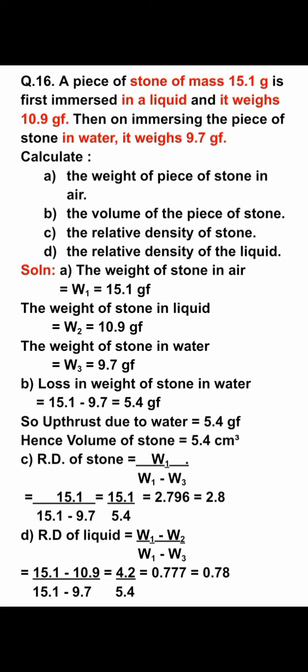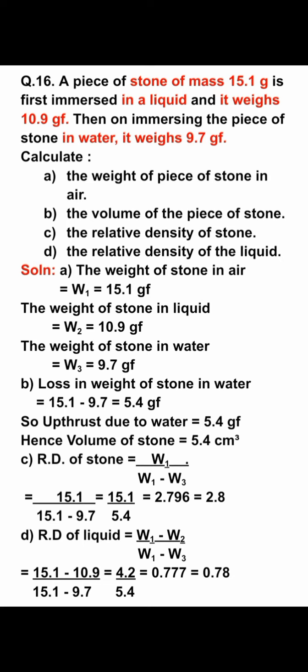Third, the relative density of stone. It's W1 divided by W1 minus W3, because here W3 is the variable taken for the weight of stone in water. So it's W1 by W1 minus W3. Just substitute the values: 15.1 by 15.1 minus 9.7. So it equals 15.1 by 5.4, which equals 2.796, rounded off to 2.8.